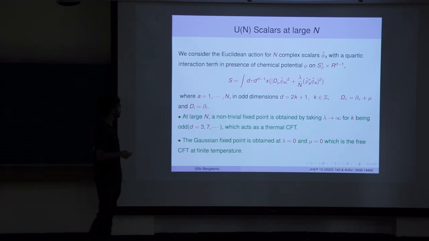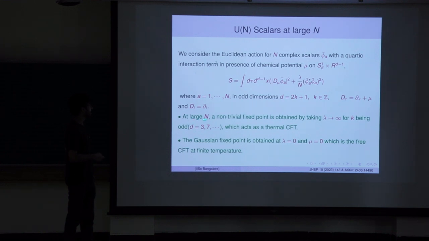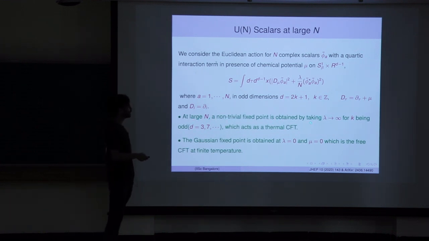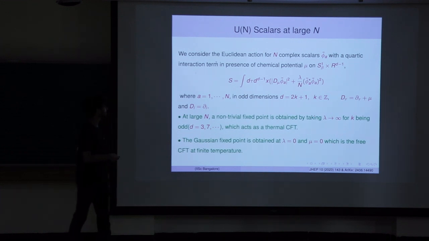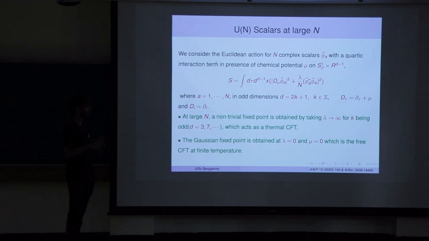Okay, so now at large N you can find a non-trivial fixed point by taking lambda going to infinity and k being odd. For k odd, you will have D equal to 3, 7 and so on. So it's alternating odd dimensions starting from D equal to 3.